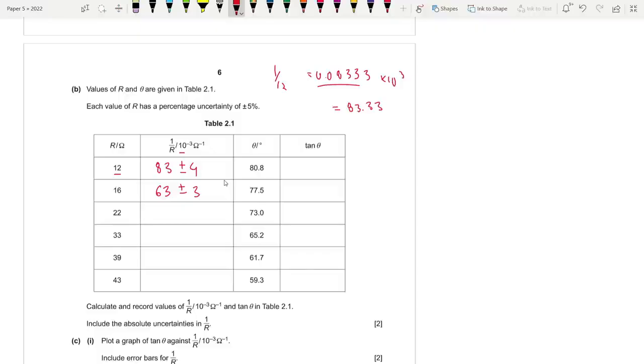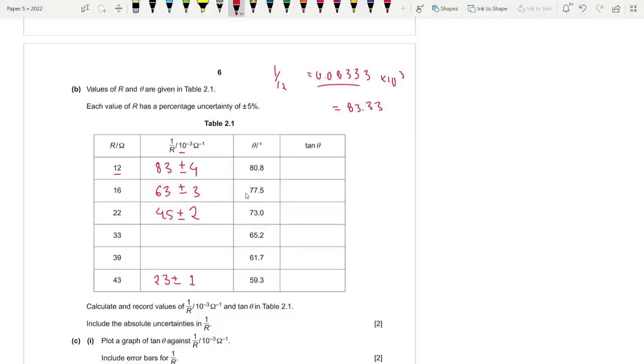I will give you a tip, by the way. You can find out the last one initially. So you can go for 1 divided by 43 into 10 power 3. We're getting 23.2, or 23, plus minus 1.16, or just 1. Why did I do this? Because this gives us our lower bound. All values need to be between 83 and 23. That's the logic. Okay, 1 by 22 into 10 power 3, that's 45, into 0.05 is plus minus 2.